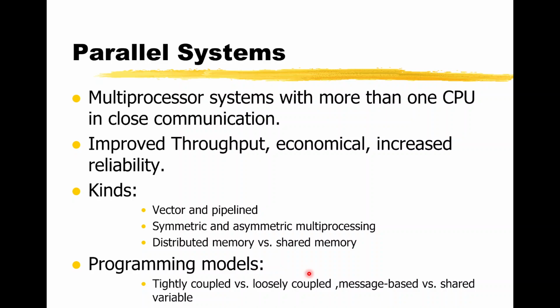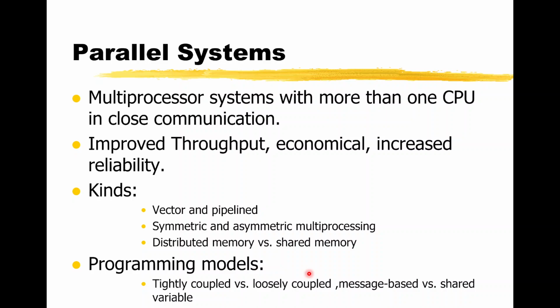Then this is all about parallel systems. Parallel systems also came out as time went on. Parallel systems are multiprocessor systems with more than one CPU in close communication. You have improved throughput, they're economical, they have increased reliability.